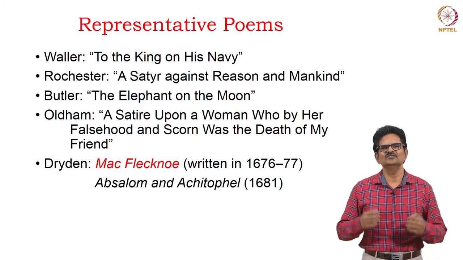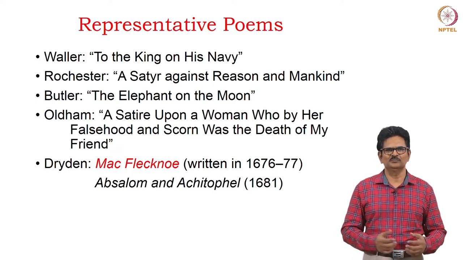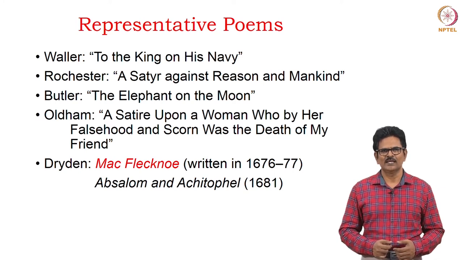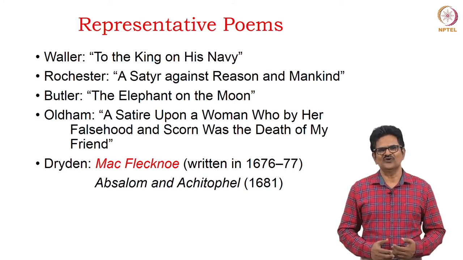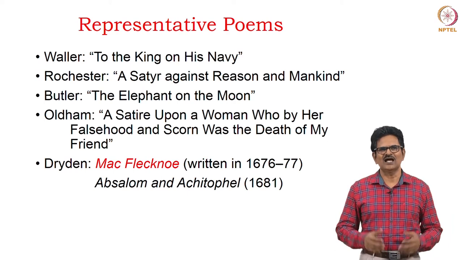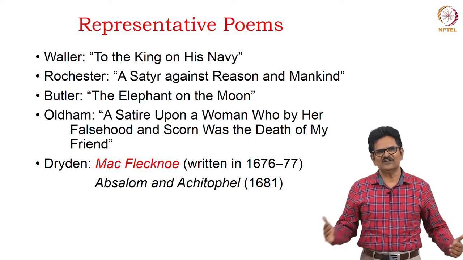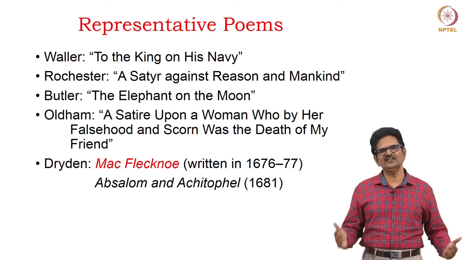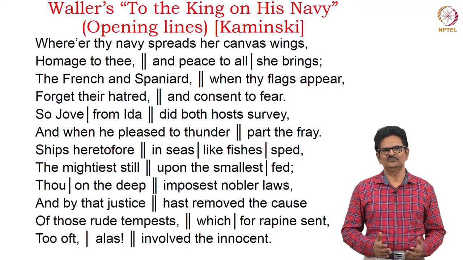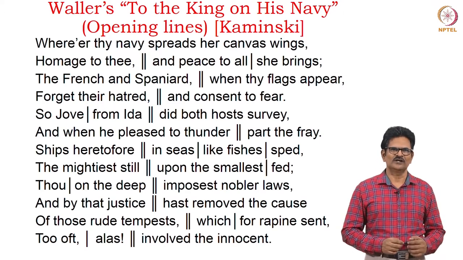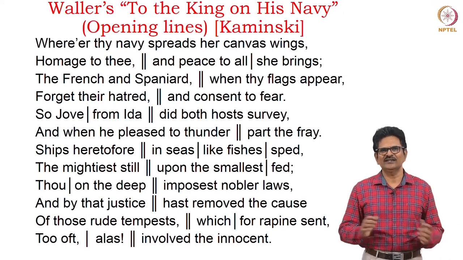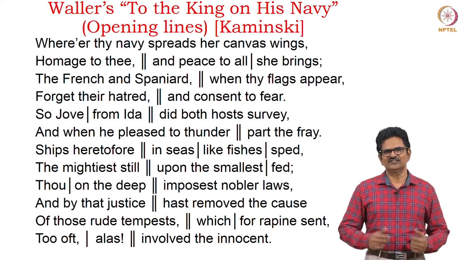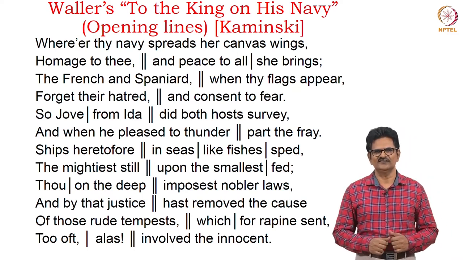Lastly, we have John Dryden, whose poem "Macflecknoe" we will study in this course. Dryden is also known for his satirical poem "Absalom and Achitophel." "Macflecknoe" is a personal satire, whereas "Absalom and Achitophel" is a political satire. We have a sample poem for this period from Edmund Waller. His poem is "To the King on His Navy." These are the opening lines. The idea I have taken from Kaminsky, so the reference is there.